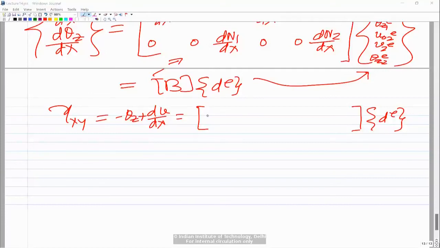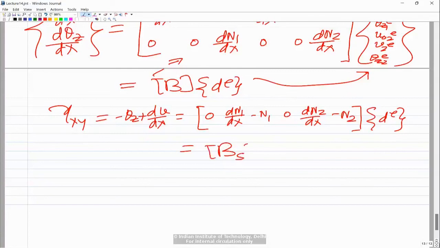So u naught is not coming, so that term will be 0 here. So we will have 0 here, and then we have v1e term which is going with dn1 by dx, and then we have theta z which would be minus n1 theta z1 minus n2 theta z2. So we'll have here minus n1, again 0, and then dn2 by dx and minus n2. So this will be the matrix for the interpolation of transverse shear strain. This I am denoting as Bs, and this is of course dE. Bs is this matrix. So now you will see this Bs involves derivatives of the shape function and also the shape functions themselves. So this is the first column, second column, this is third, fourth, fifth, and sixth.